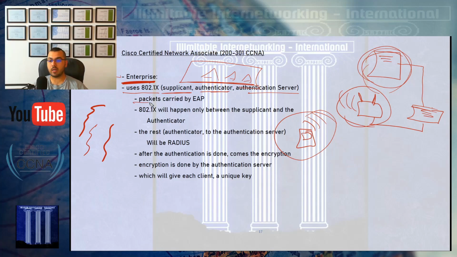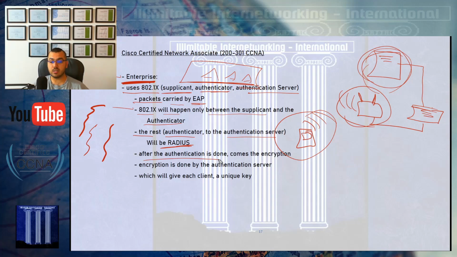Your packets will be carried using EAP, a protocol called EAP. 802.1x will happen only between the supplicant and the authenticator, the station and the access point. The rest, from the authenticator to the authentication server, will be RADIUS or TACACS+ that I talked about in chapter 5 with AAA, which are the servers responsible for authentication, authorization, and accounting.